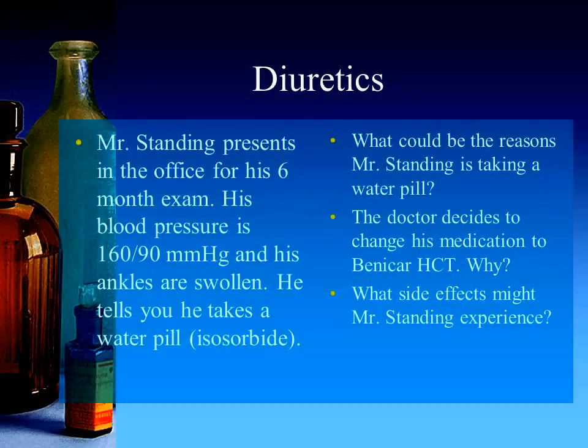Okay, so let's look back at a little bit of a case study here and see how we're doing with the diuretics themselves. So Mr. Standing comes in and you see him in the office for a 6-month checkup, and his blood pressure is 160/90 millimeters of mercury, and his ankles are swollen. He tells you he takes a water pill, isosorbide. Okay. So here are my questions for you to think about. What could be the reasons Mr. Standing is taking a water pill?